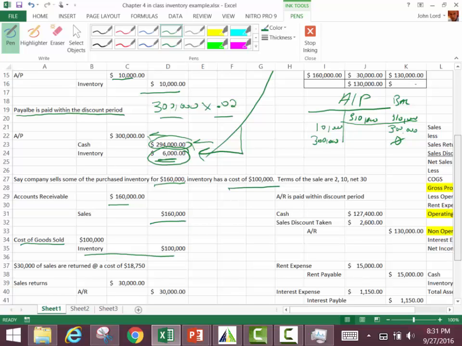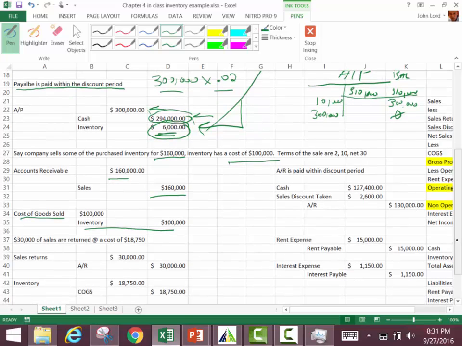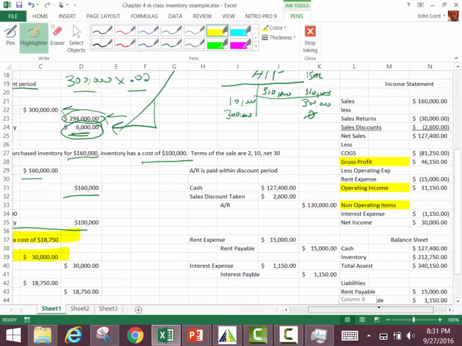We sent them the wrong thing or whatever, or we have a deal where they can send it back within a certain period of time. Whatever, we have a sales return. So what do we do? We debit sales return for $30,000, and when we do, we come over, taking a look at our T accounts.